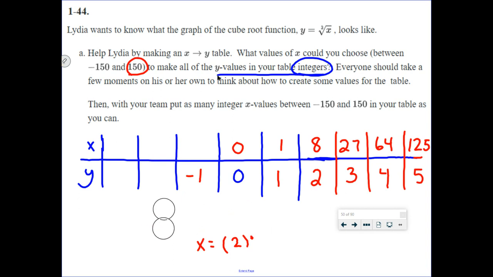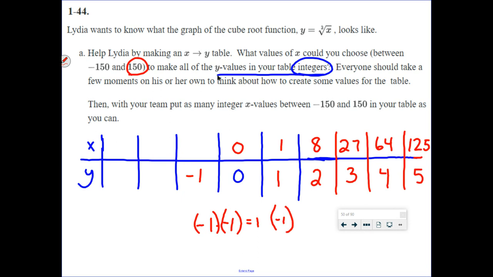Well, negative 1 times negative 1, let's put it this way, equals positive 1. But then if I multiply by negative 1 again, I end up with negative 1. Does that work? So can I find the cubed root of a negative number? Apparently so. So the cubed root of negative 1 is negative 1.